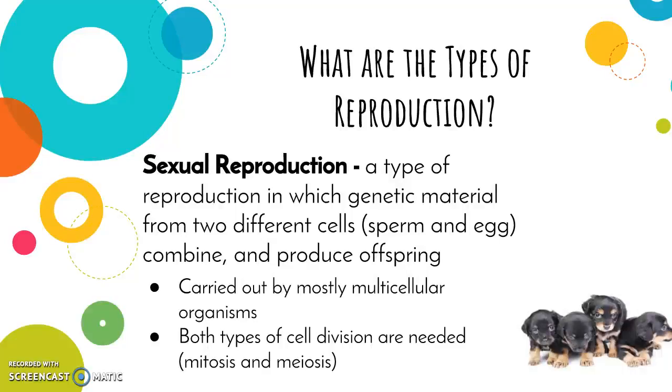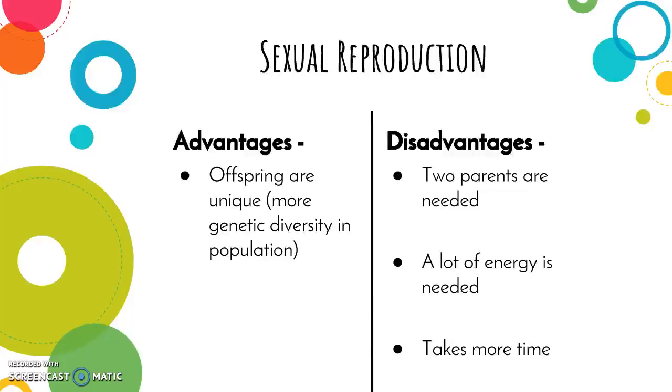Sexual reproduction involves two parent cells, a sperm and an egg. Any organism that has a mom and a dad is going to go through sexual reproduction. This might be an animal or a plant, but it's usually going to be multicellular organisms. And in order for them to go through sexual reproduction, their body has to go through mitosis first to make all the cells that they need. And then their sex cells need to go through meiosis.